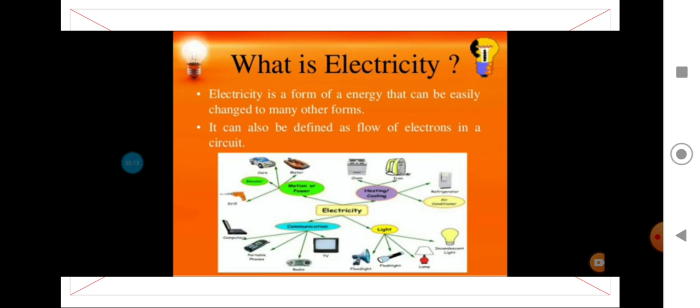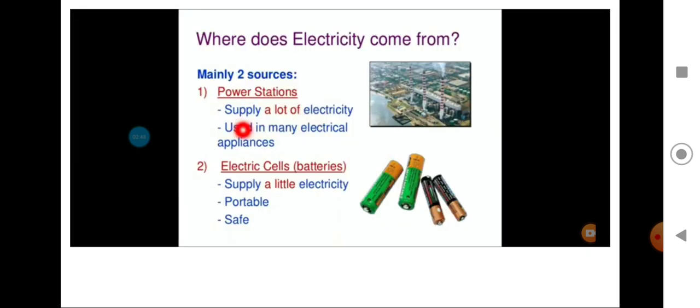So what is electric current, children? Current is a term we use every day. What do you mean by that term? Flow of electrons. So again, a new word: electrons. Keep it in your mind. Let us discuss these electrons.